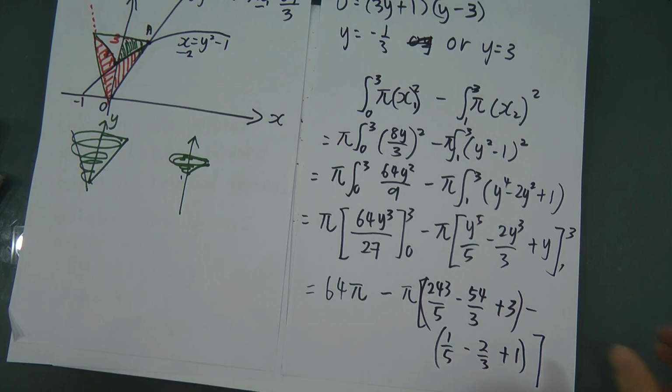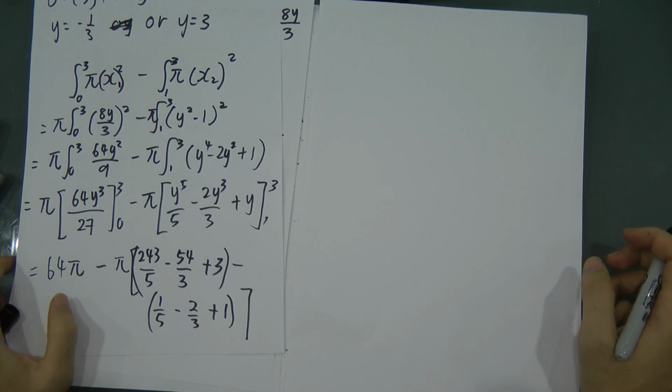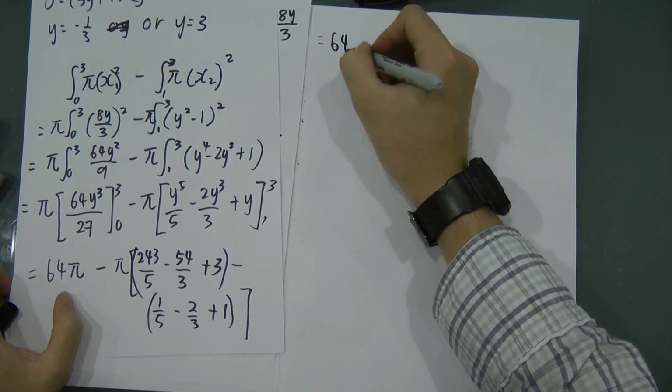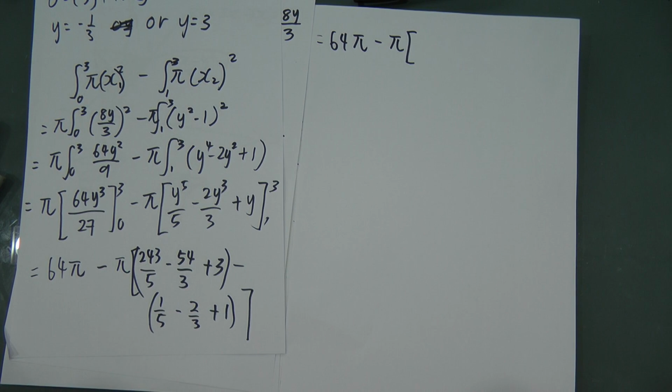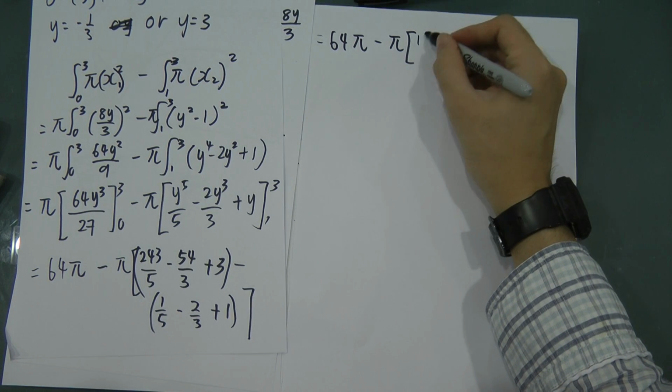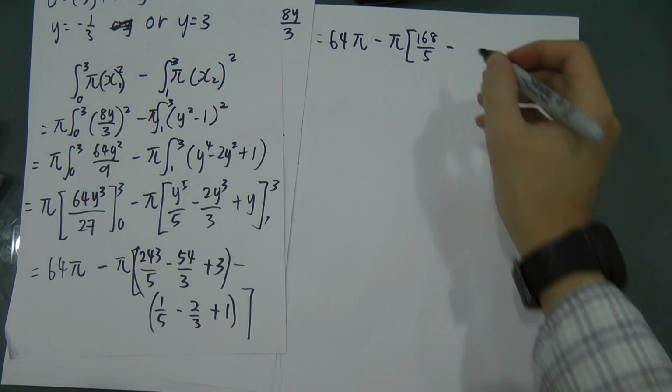Then let me continue the calculation. Calculation will be slightly complicated if you are not so good at integration. So I will continue here. Here is 64 pi minus pi, which I leave outside. Let me solve this number. I recommend you use a calculator to not confuse yourself. So just press 243 over 5 minus 54 over 3 plus 3. I got 168 over 5, minus this one. So I get 1 over 5 minus 2 over 3 plus 1. This one is 8 over 15.